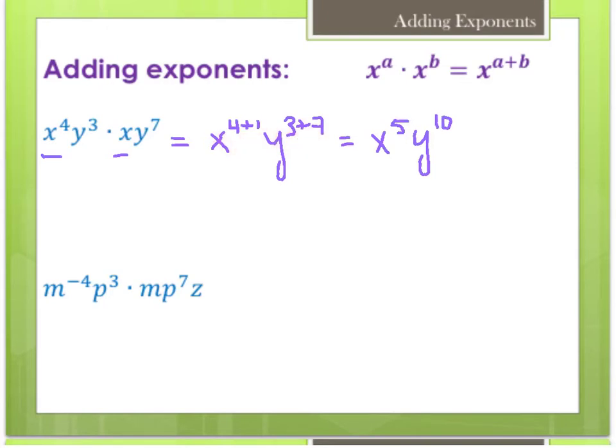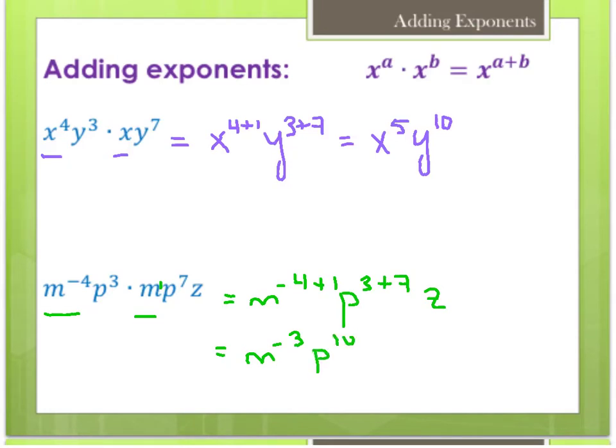All right, the second one, I have m to the negative 4th times m, p to the 3rd power times p to the 7th power, and z. Nothing else has z with it. So I'm going to do these guys first. So m to the negative 4 plus, remember this guy has a power of 1, p to the 3rd power plus 7, and then I have that lonely z. So that's going to give me m to the negative 3rd power, p to the 10th, z.